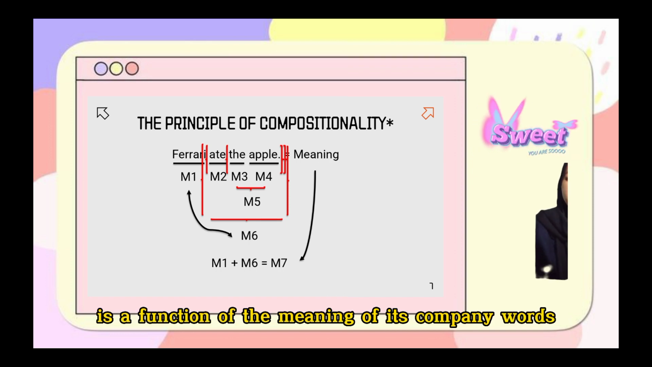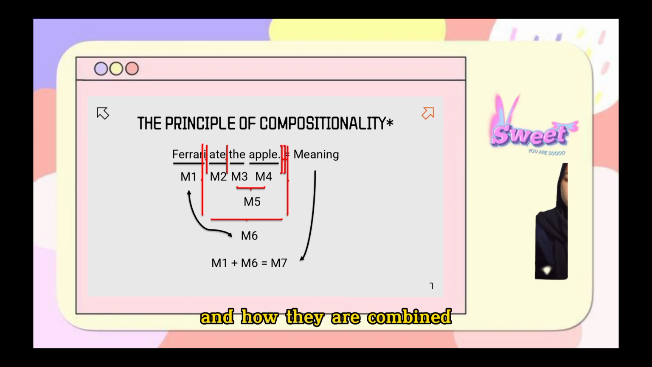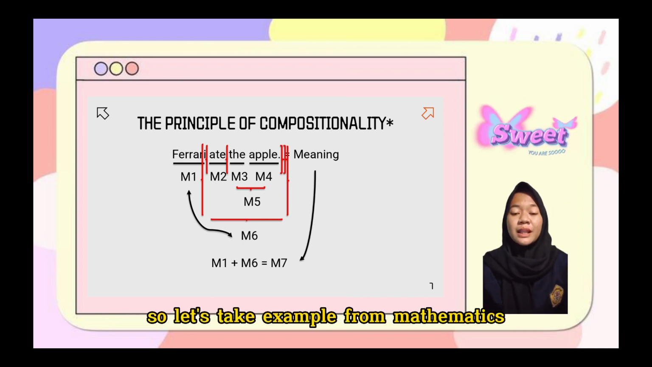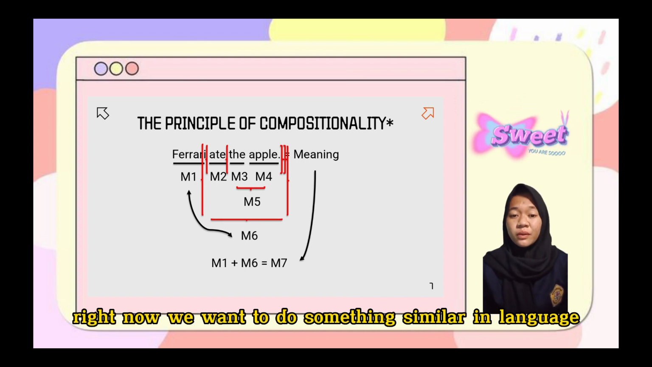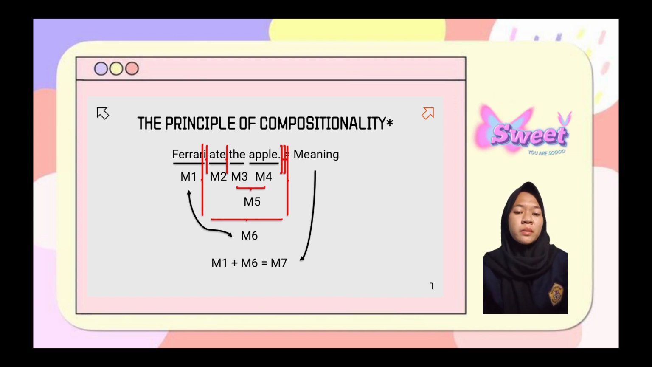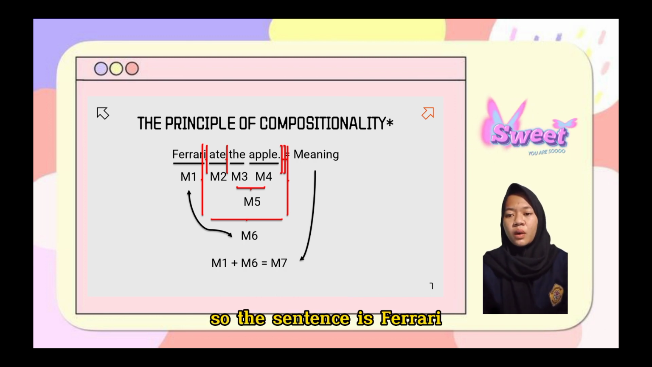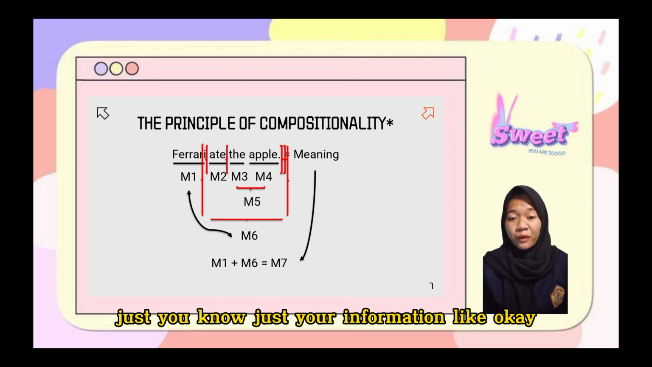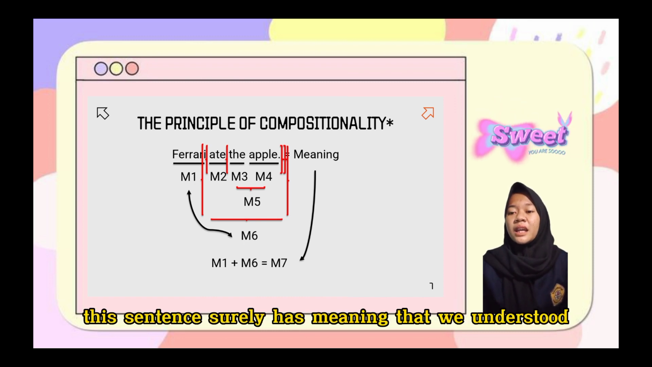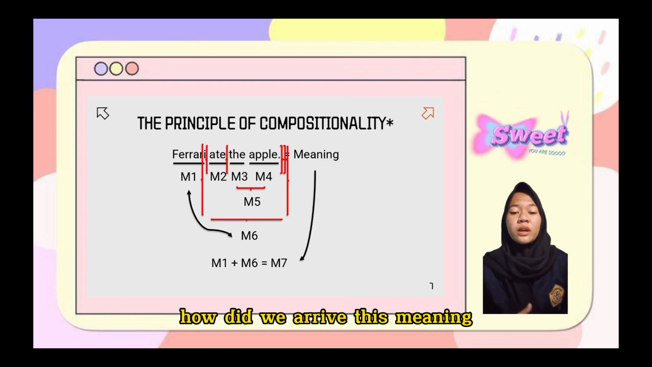So it states that the meaning of a sentence is a function of the meaning of its component words and how they are combined. So let's take an example from mathematics. The result 4 can be arrived at by combining 2 plus 2, right? Now we want to do something similar in language. So the sentence is "Ferrari ate the apple." Ferrari is the name of a person, just for your information. Okay, this sentence surely has a meaning that we understood.